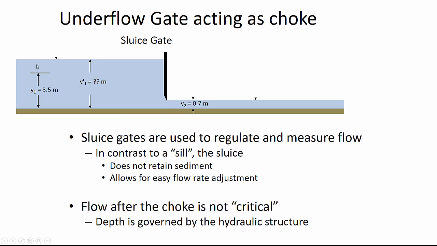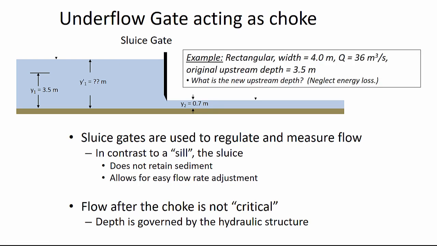The original flow depth when conditions were steady and uniform was 3.5 meters, and so we know that there's going to be some pooling as a result of that choke. So the question is, how high would the water level have to rise before there's enough specific energy to match up to the conditions downstream?